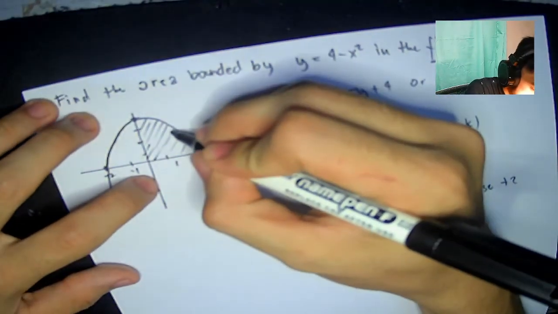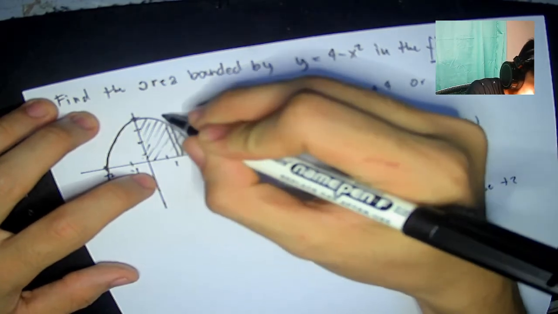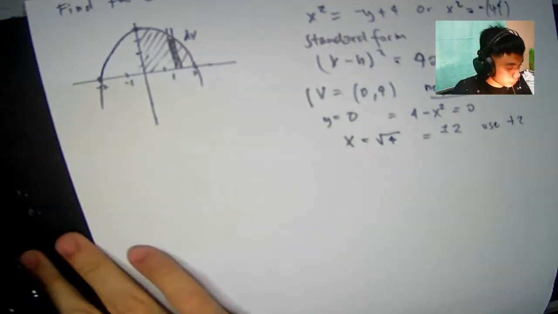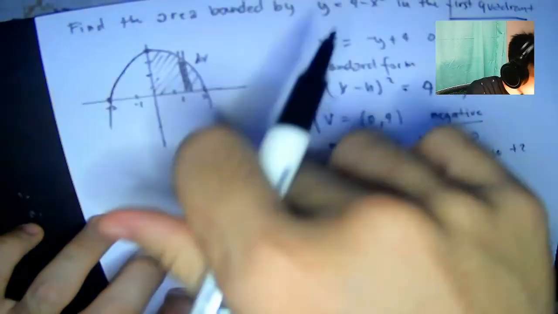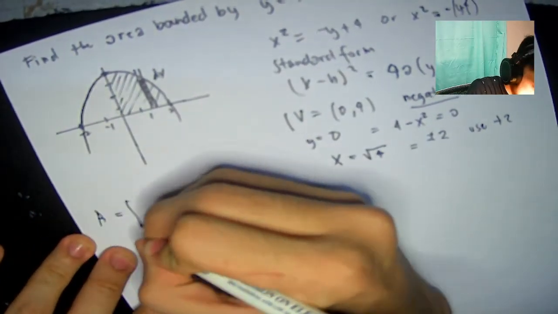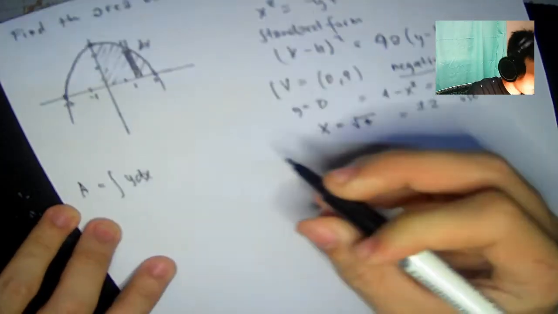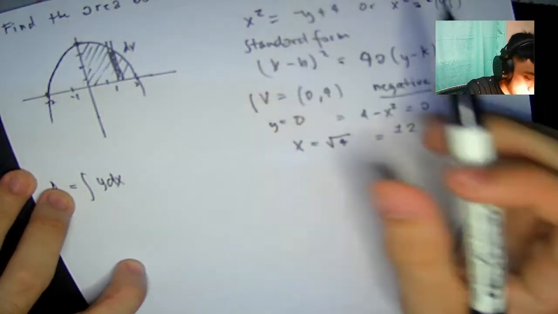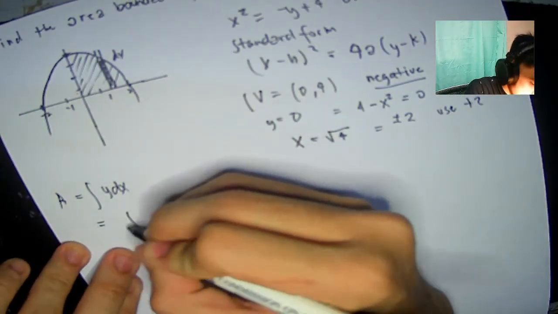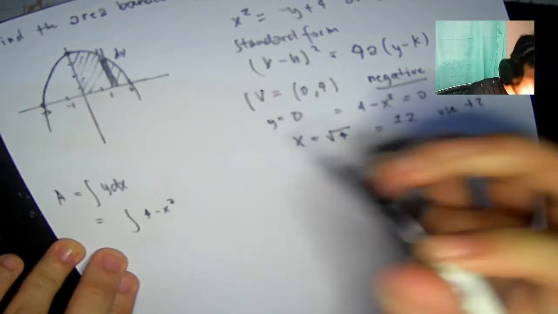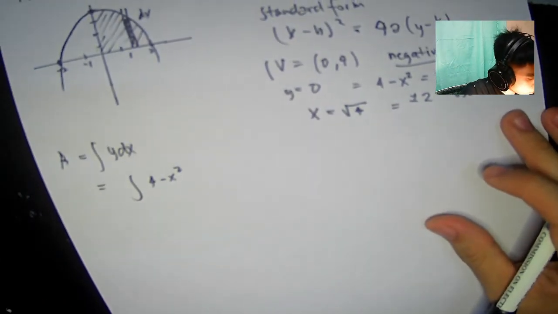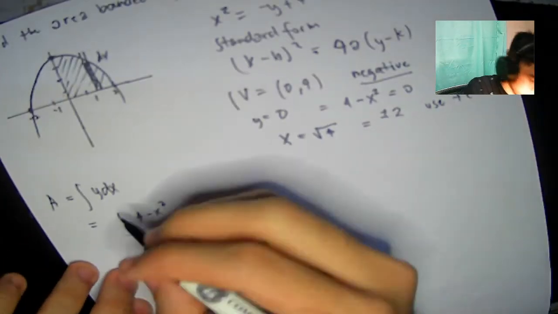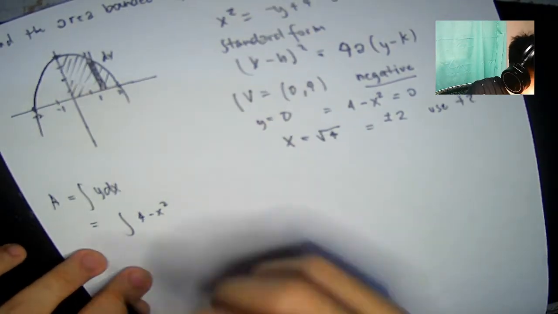I have to find the dx here. So let's take a part of it as dx. So this is our dx. So it is with respect to y. So A equals y dx. So let's substitute y. What is our y? Again, y is 4 minus x squared. So we'll have 4 minus x squared.